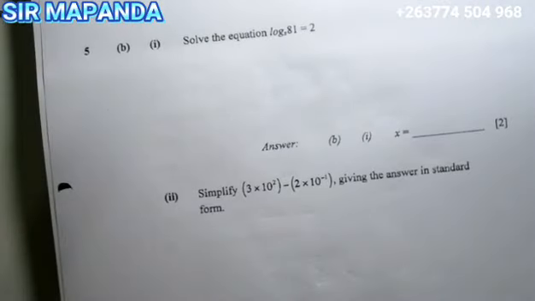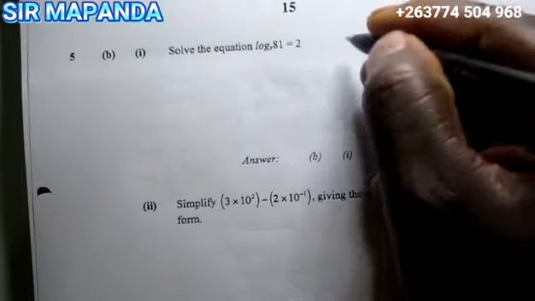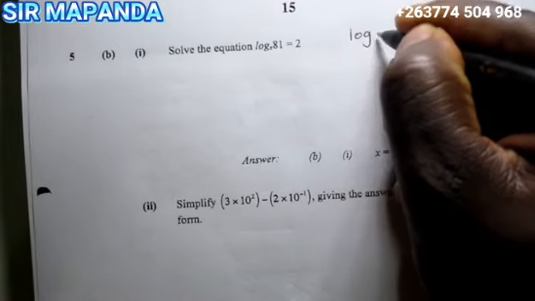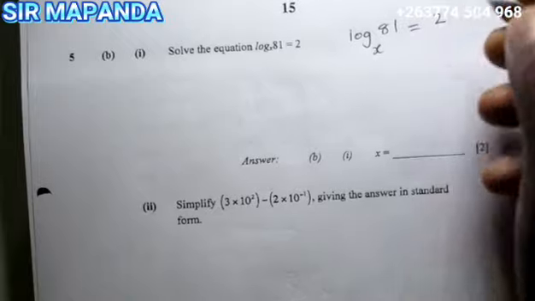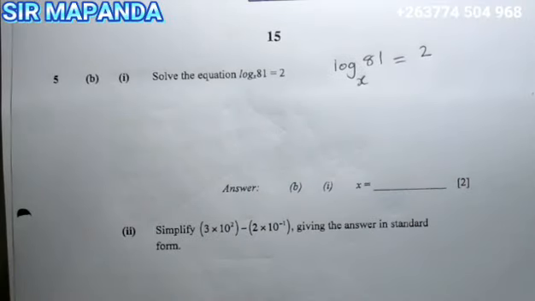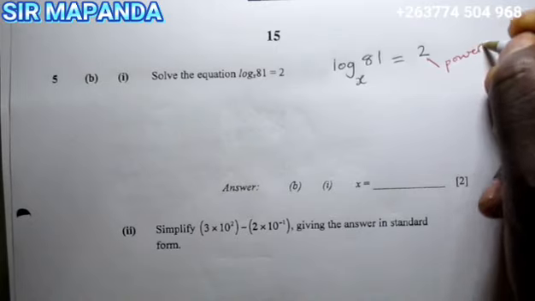We move on to question number 5b. This is in line with the issue of logarithms, right? So log 81 to base x is equal to 2. What you need to know is the meaning of log. Log is an instruction to find a power. If you know the meaning of log, you will not have challenges, right? So if log is an instruction to find a power, it means that 2 is representing the power.